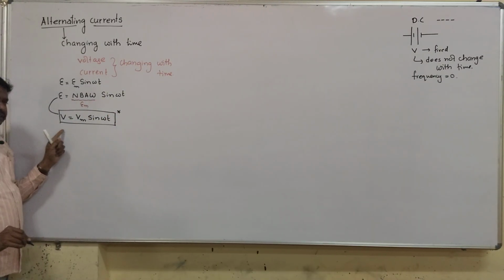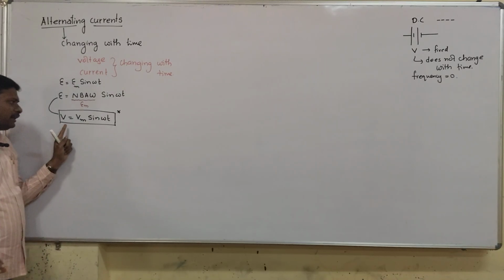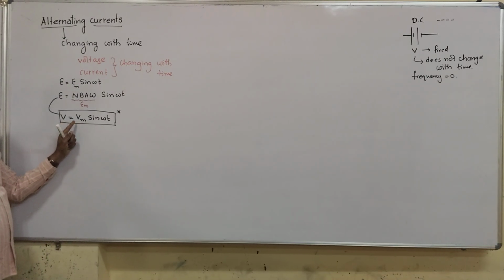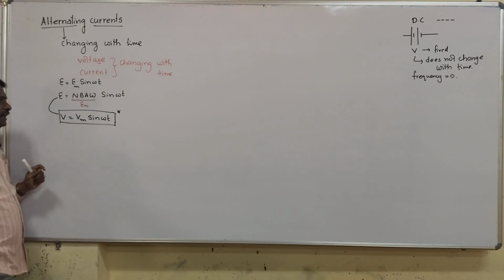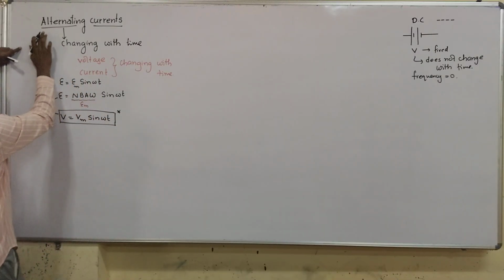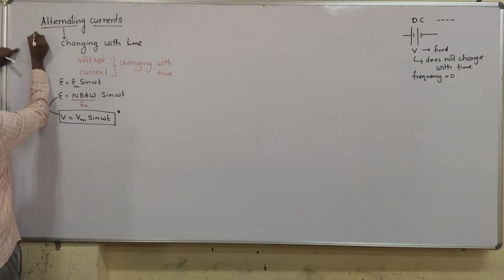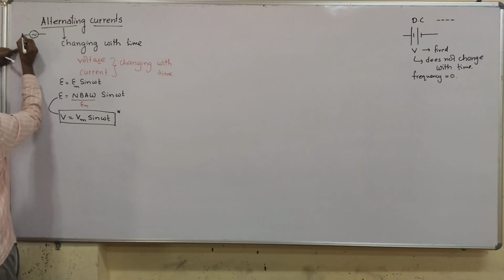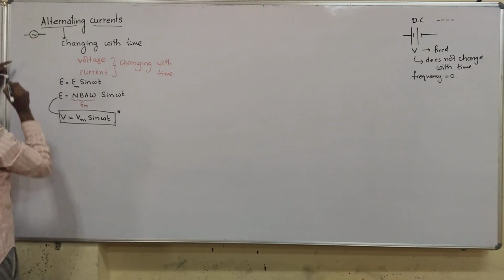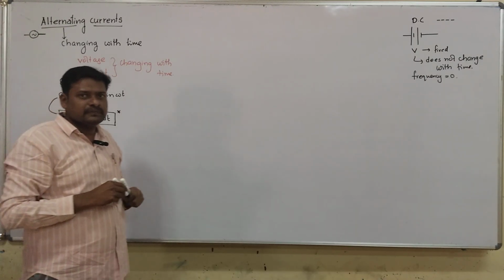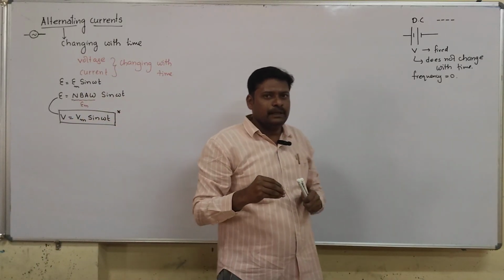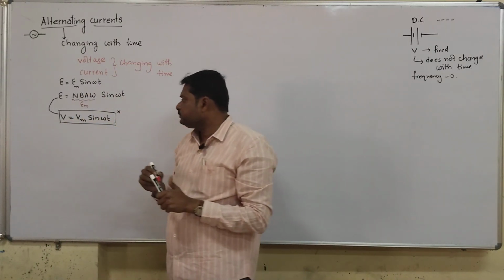Throughout the chapter we apply the voltage V is equal to Vm sine omega t. The symbol for alternating current is written as this one, slanting. Yes, this means AC voltage applied.